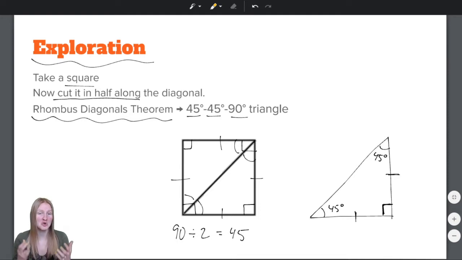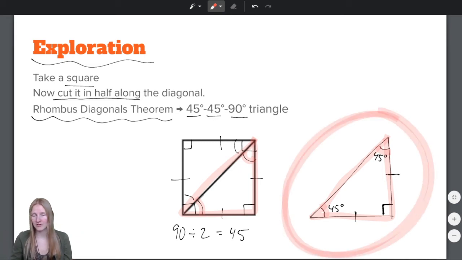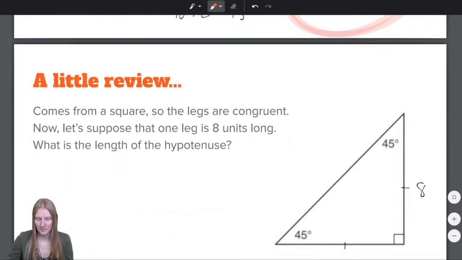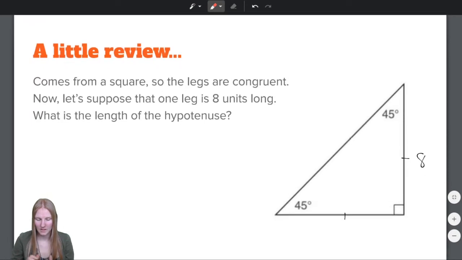The only new thing we did from this square is we took out this triangle, and we noticed that the angles that were bisected are 45 degrees. So that's what we've done. And this is where our 45, 45, 90 triangle comes from. So now, we're gonna do a little bit of review.